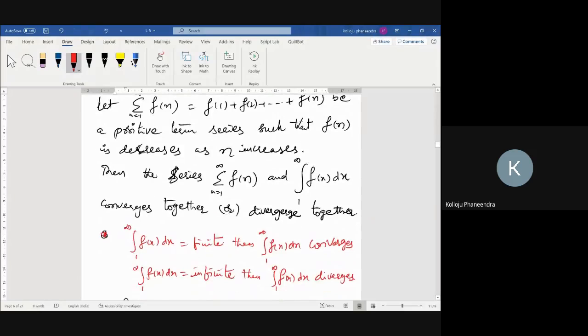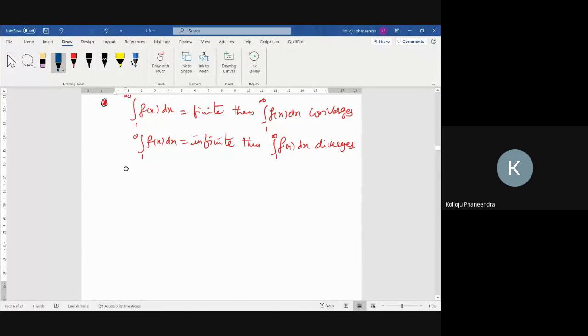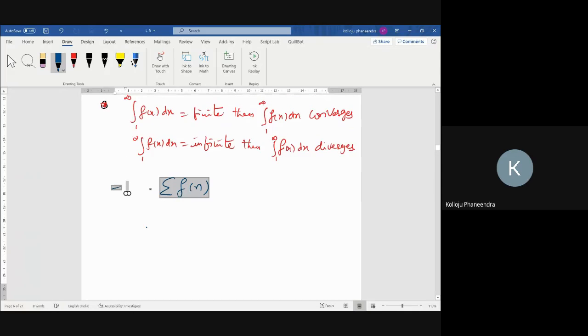Now see the statement. I will explain the statement. Remember, here the series is sigma fn. Why is it given like this? The series sigma fn is a positive term series, that is f of 1 plus f of 2 and so on, and such that what is the condition? F of n is a decreasing function.